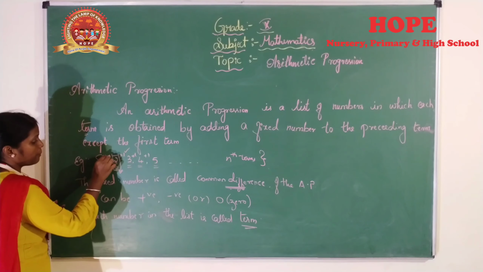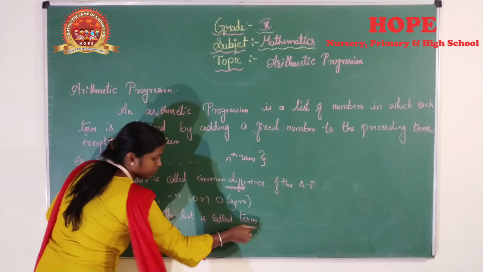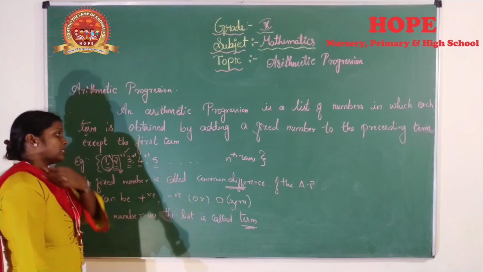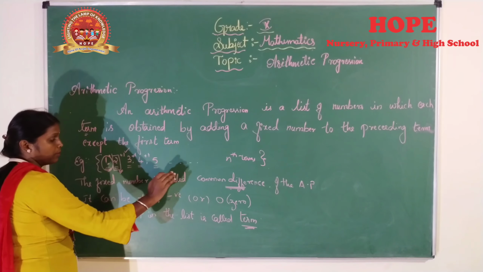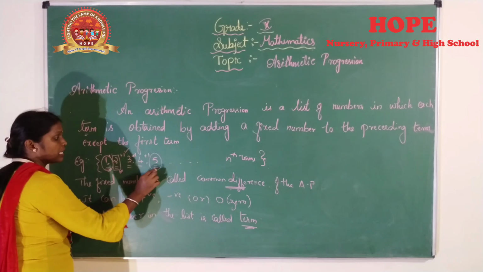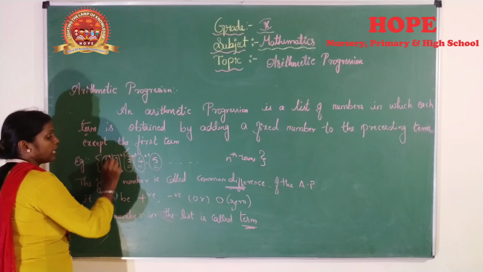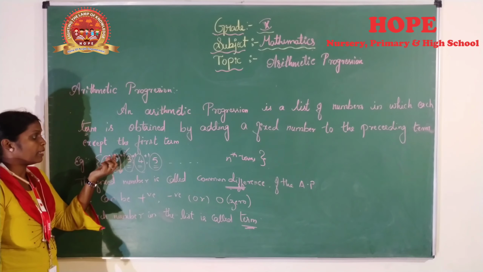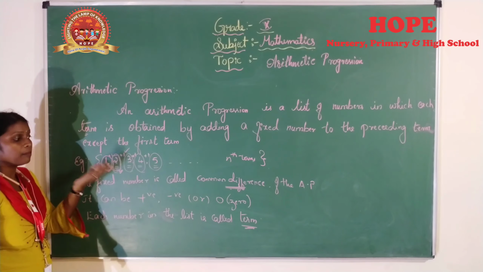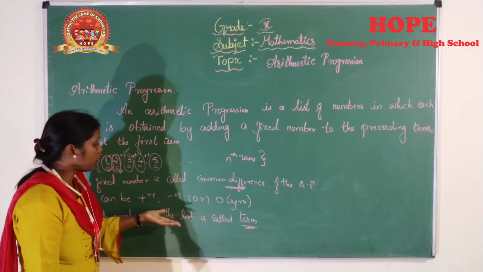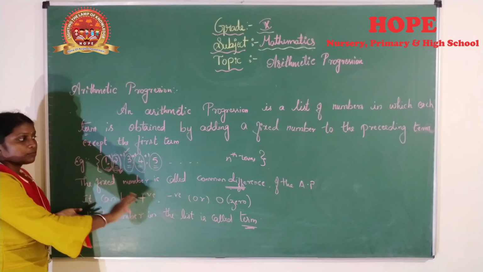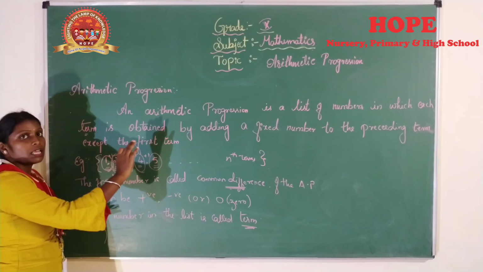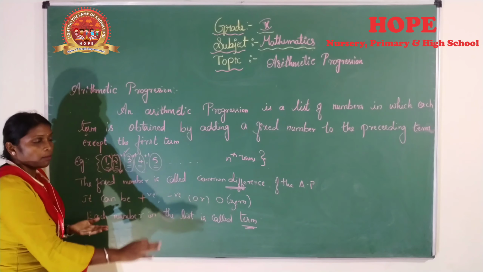The single number here is the term. Okay, you can see here each number in the list is called a term. So this is a list of numbers, and in this list, each and every number is called a term. So what is the fixed number? Anything might be. It might be plus 1 or minus 1 or 0. So the common difference might be anything, but in an AP the common difference should be the same to solve the problems.